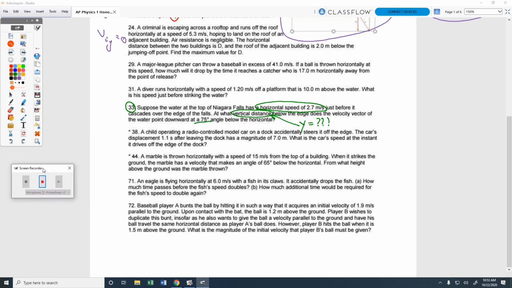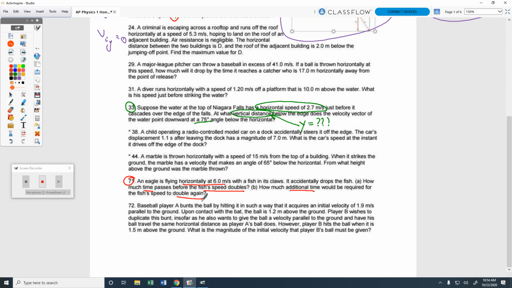On this one, I'm going to take a look at 71. 71 is this eagle problem. An eagle is flying horizontally at 6 meters per second with a fish in its claws. It accidentally drops the fish and it wants to know how much time has passed before the fish's speed doubles, and then how much additional time for it to double again.